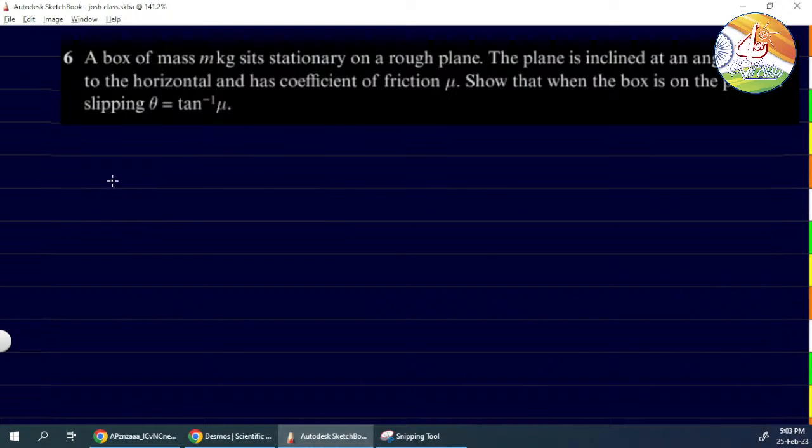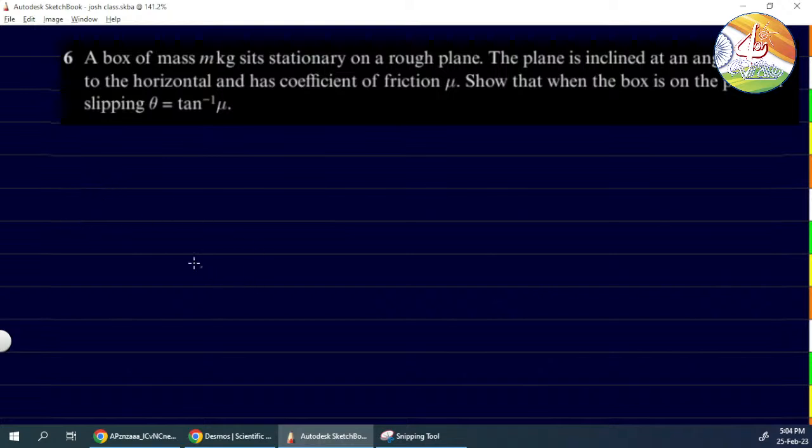A box of mass m kg sits stationary on a rough plane. The plane is inclined at an angle of theta to the horizontal. Okay, plane is inclined at angle theta. Coefficient of friction is mu. Show that when the box is on the point of slipping, theta is equal to tan inverse mu.